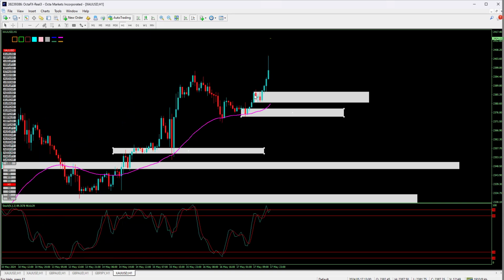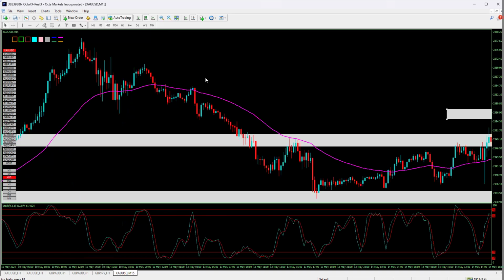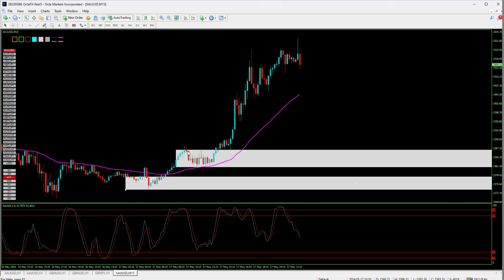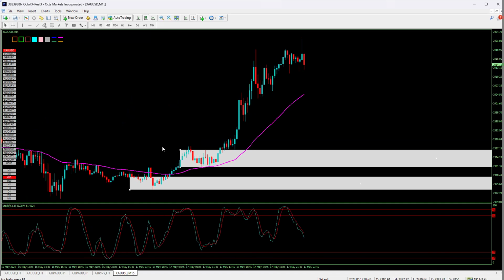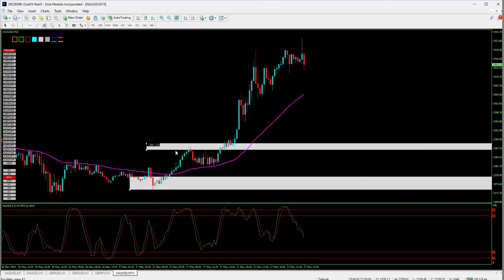So if we go to the 15-minute, it will be clear. You can see it broke this structure, and then it formed an SNLC1 setup. So this is the SNLC1 setup.